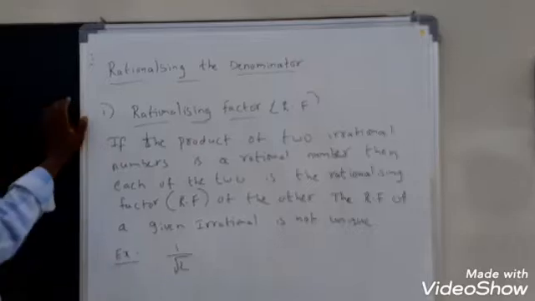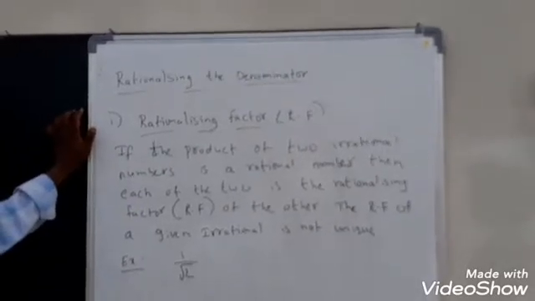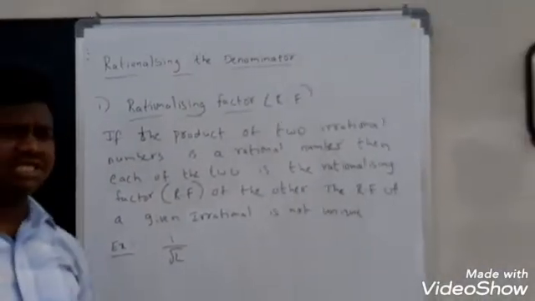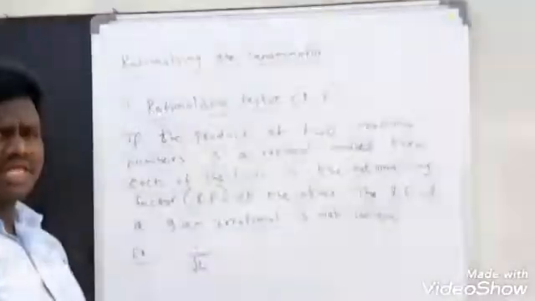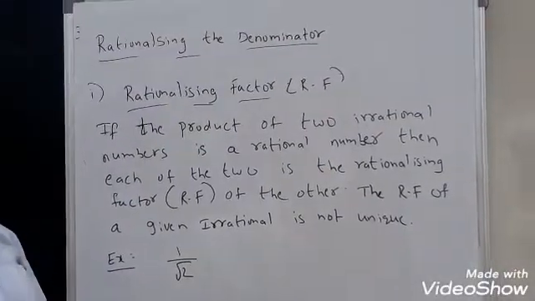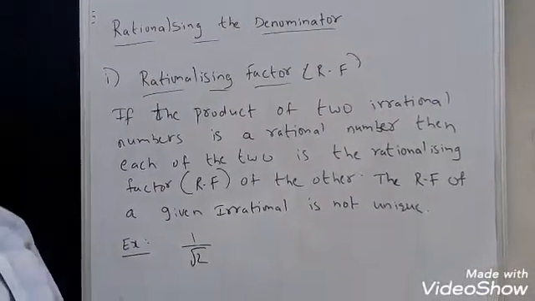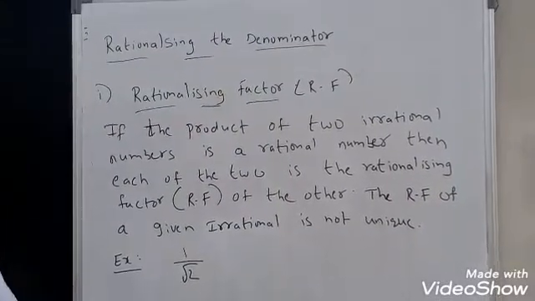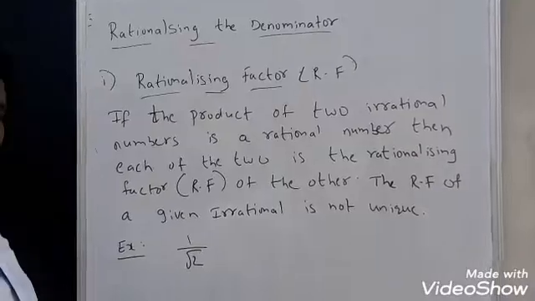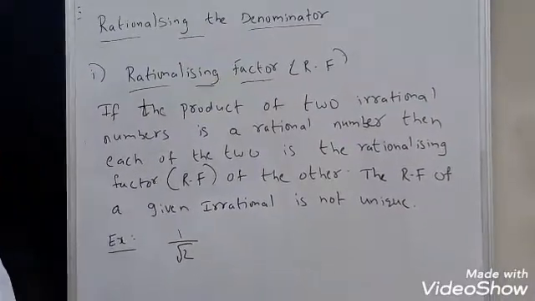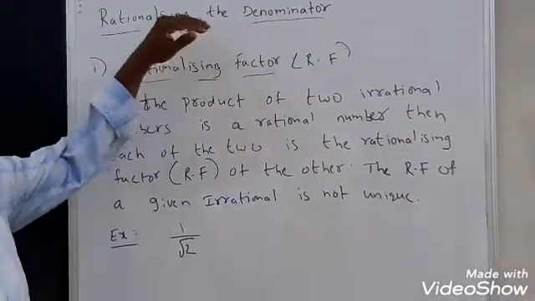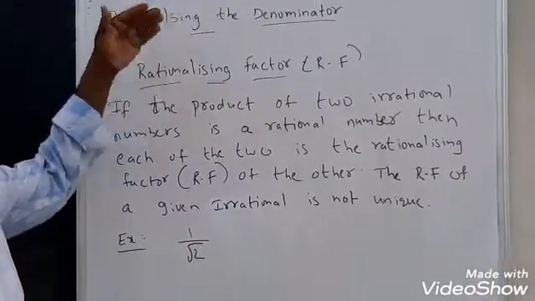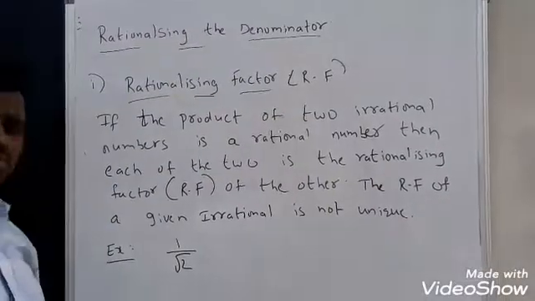Children, now I want to explain another new concept, that is rationalizing the denominator. So what is rationalization? In the name itself there is rationalization. That means we have to convert an irrational number into a rational number. That process is called rationalization. Today we are discussing rationalizing the denominator. We can do rationalizing the denominator and also rationalizing the numerator.